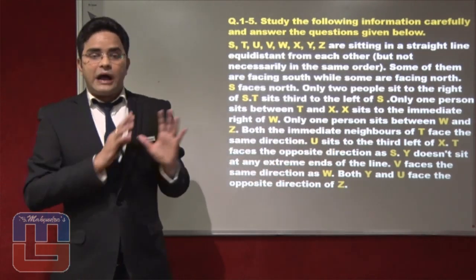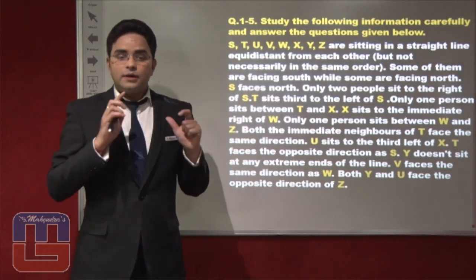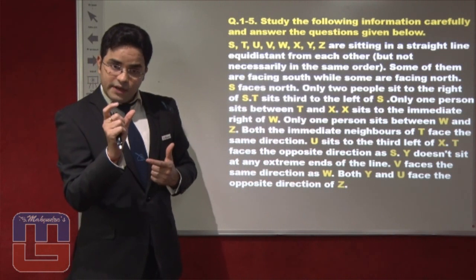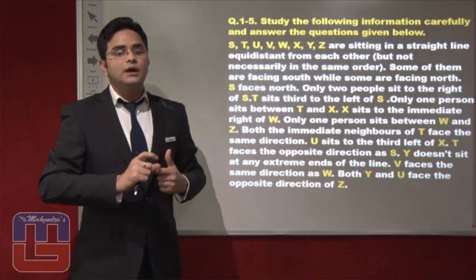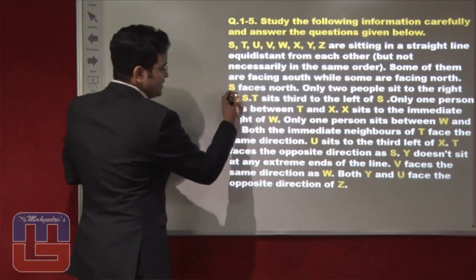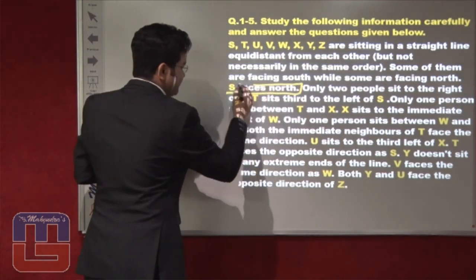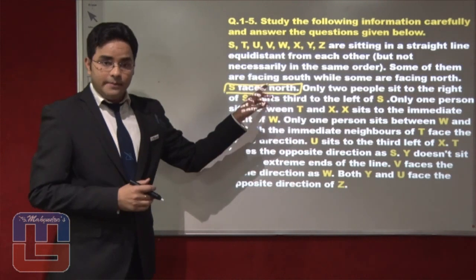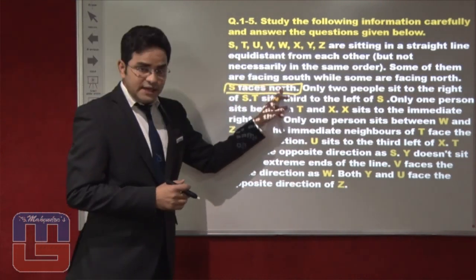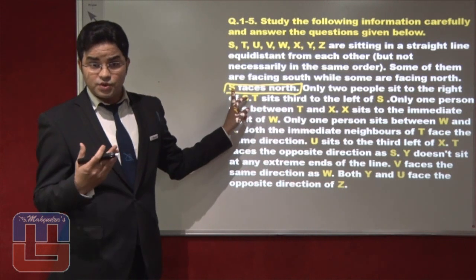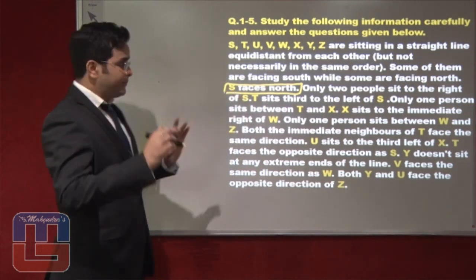So you have read the question. The next point is to choose the particular statement with which you have to start drawing the sitting arrangement. I have chosen this very first statement. If you ask why, it is because S faces the north direction, and the facing direction of this particular element S is clear. So firstly we have to draw that one.